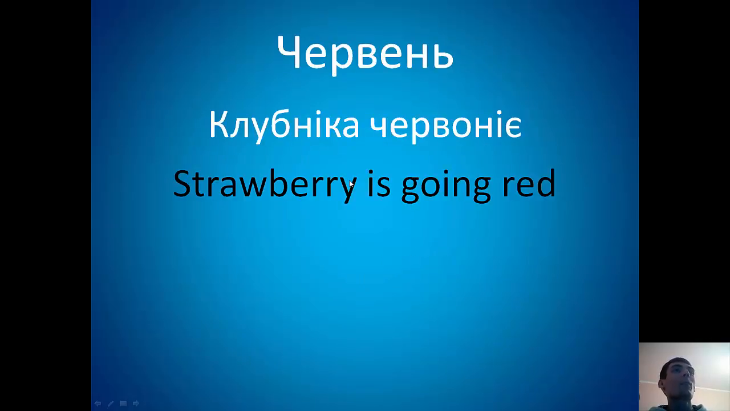And it's probably the best month to go to Ukraine because it's not cold, and you can buy lots of fruits, lots of berries like strawberries. Berries like strawberry go red, and we say that Клубніка червоніє, strawberry is going red. That's why we call it Червень. You see, it's very, very similar. Червень, червоніє, going red. That's why Червень.